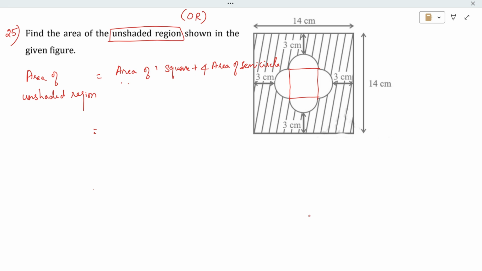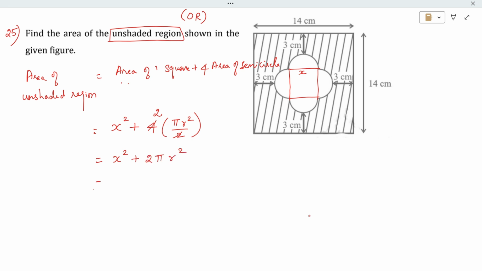So now what I'm going to do, let me take the diameter of this semicircle as x. Which means the side of the square is going to be x, isn't it? So see here, the area of one square is going to be x times x, that is x squared, and 4 times area of semicircle is, I know circle is pi r squared, and area of semicircle will be pi r squared by 2. Cancel it. So it is 2 pi r squared, isn't it?